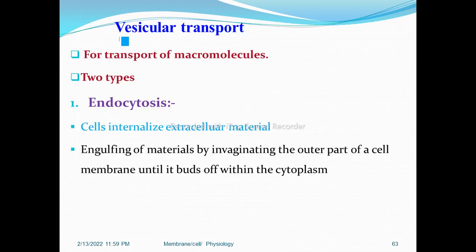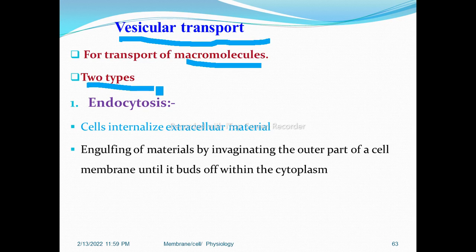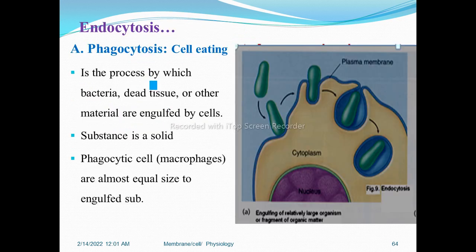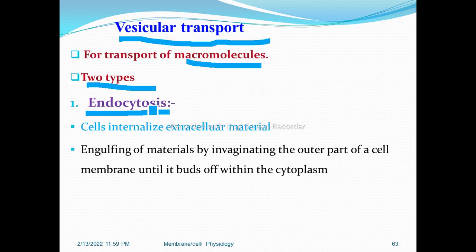The last type of transportation is vesicular transport. This transport is for macromolecules or large particles. Vesicular transport can be divided into two: one is endocytosis, the other is exocytosis. Endocytosis means from outside to inside, whereas exocytosis means from inside to outside.